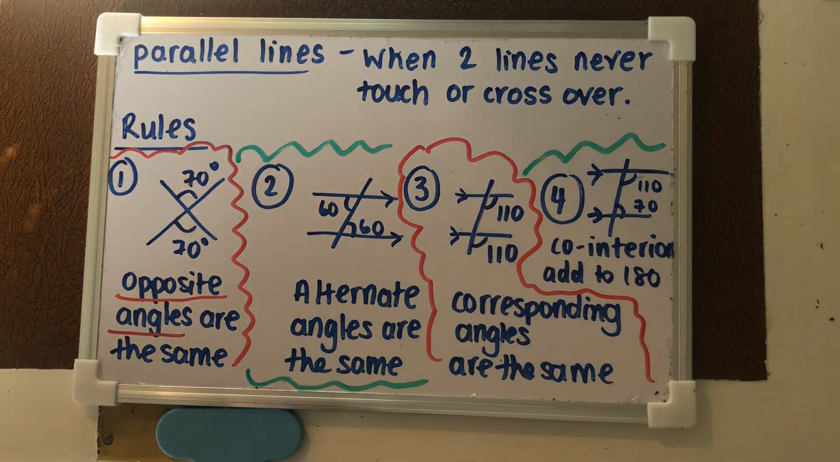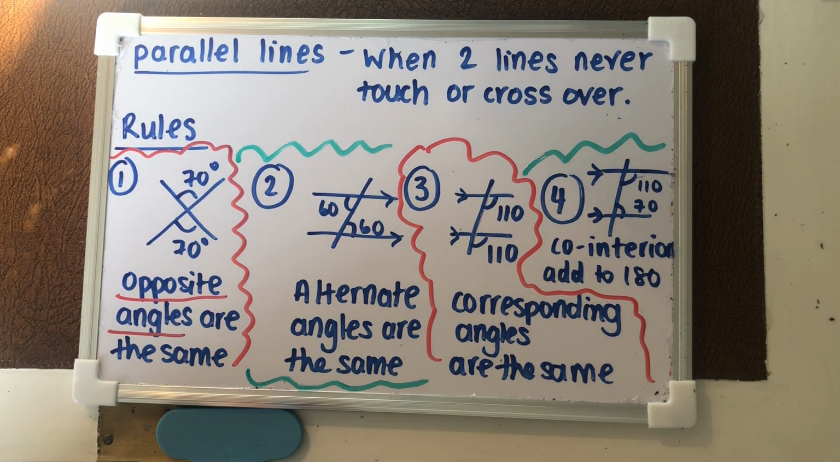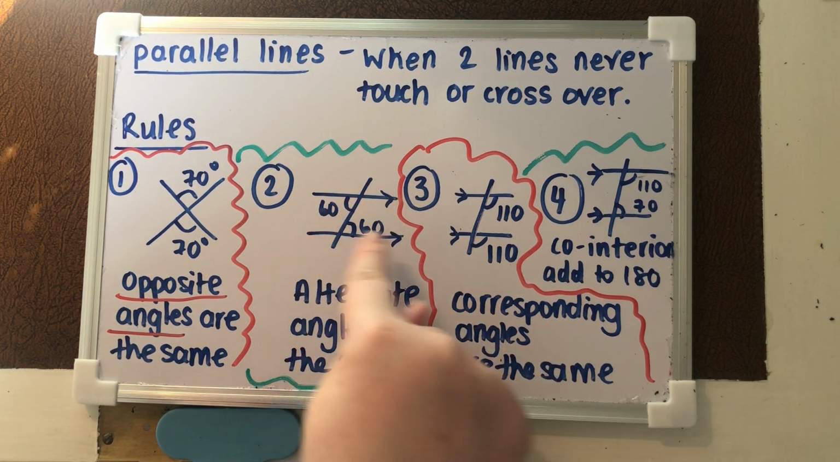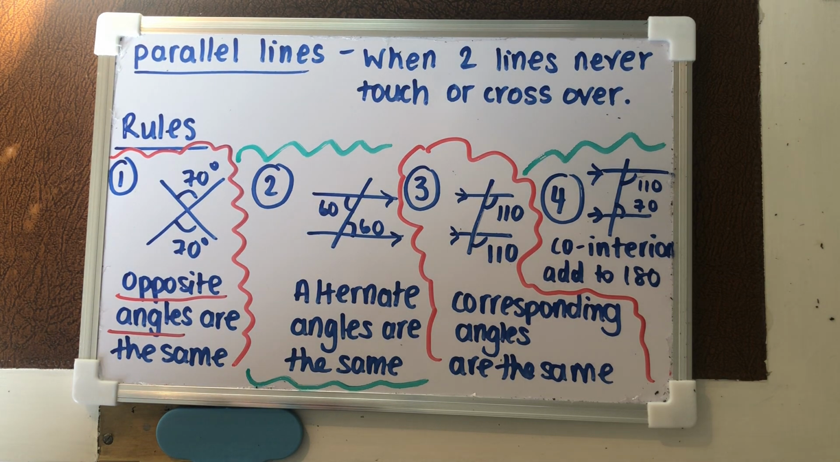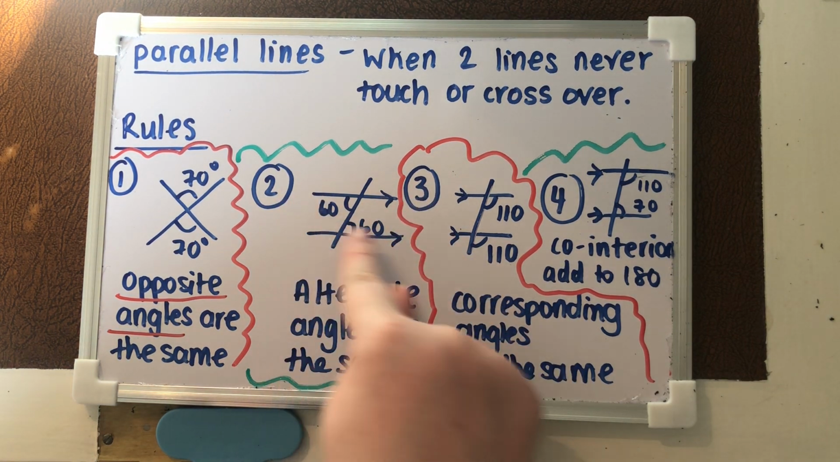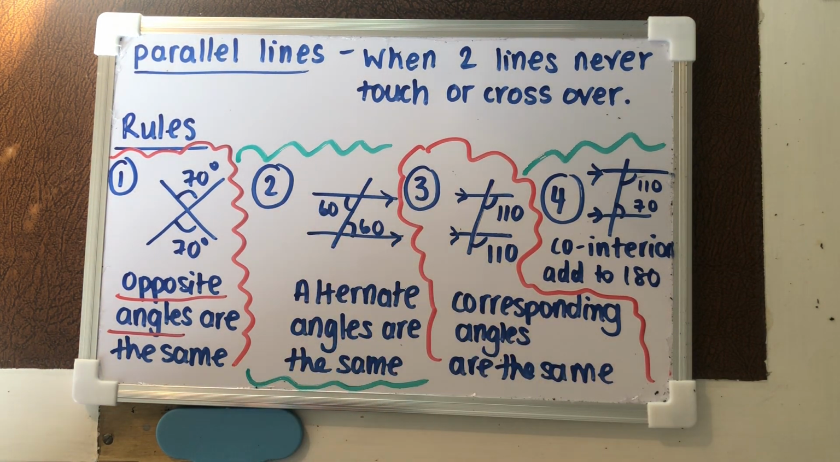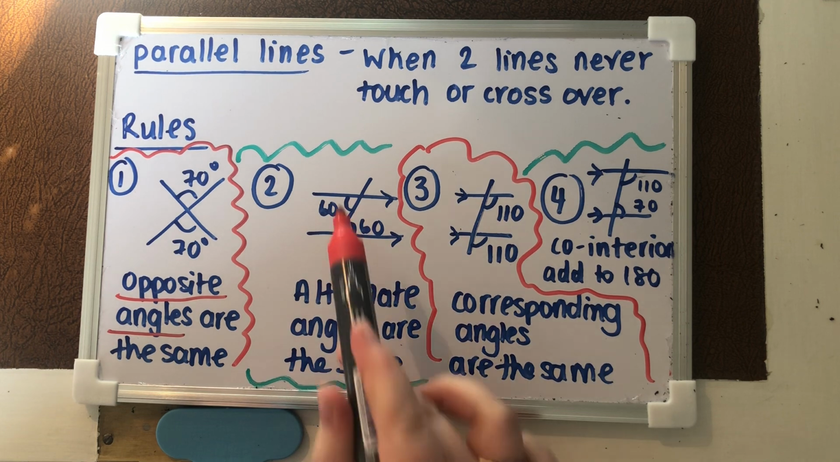Rule number 2, so now we are focusing on parallel lines. Before I actually say what this one is, they've got these lines here that have little arrows. They're just clarifying which two lines are parallel. So the two lines going horizontally are the ones that are parallel to one another. These are called alternate angles. That means that these two are the same.